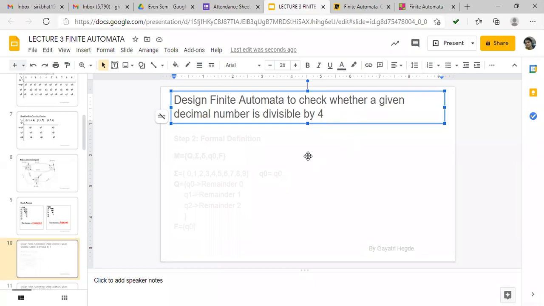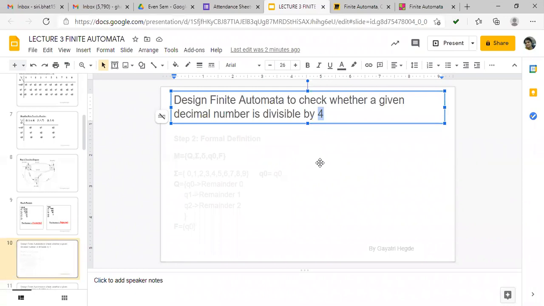So, since it is divisible by 4, the possible remainders are 0, 1, 2, and 3, right? So what are the states we'll define? We'll define Q0, Q1, Q2, and Q3, right? Very good. So what will be our start state and final state?